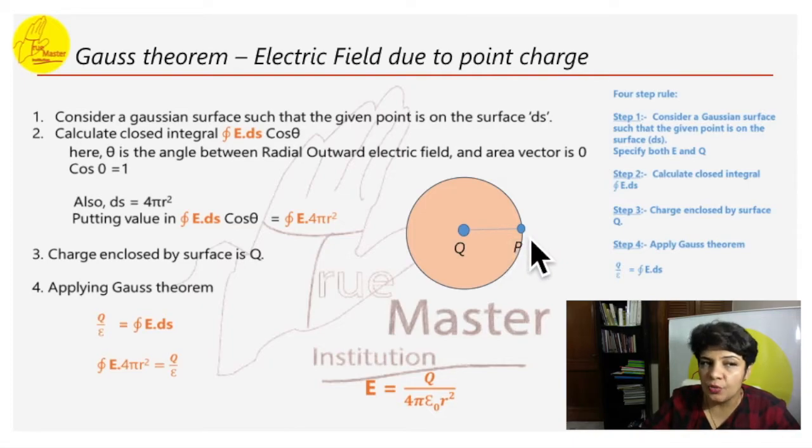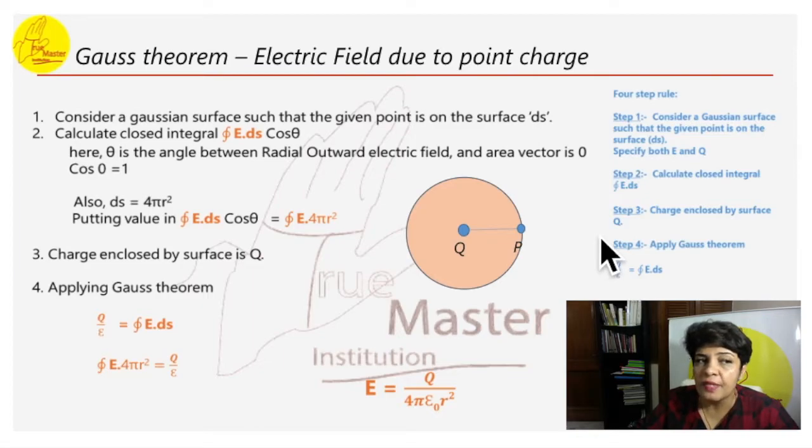As per Gauss theorem, 4 steps are applicable. The first step is to consider a Gaussian surface such that the given point is on the surface ds. So we are going to create a Gaussian surface hypothetically. This is the surface that we have created. Here charge Q has a radially outward electric field. What it means is it has got a radially outward electric field, right? So considering this point, this will be the electric field line.